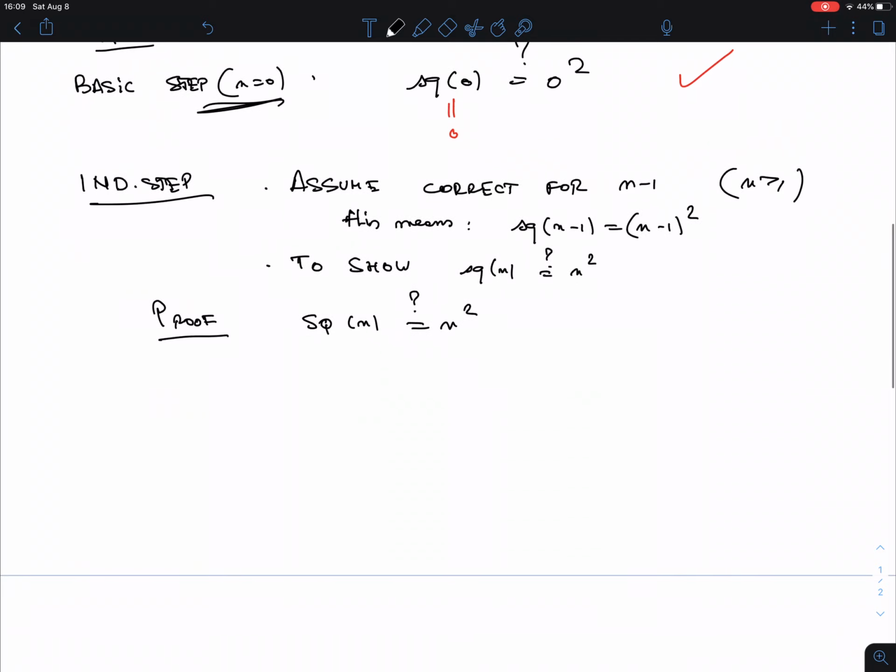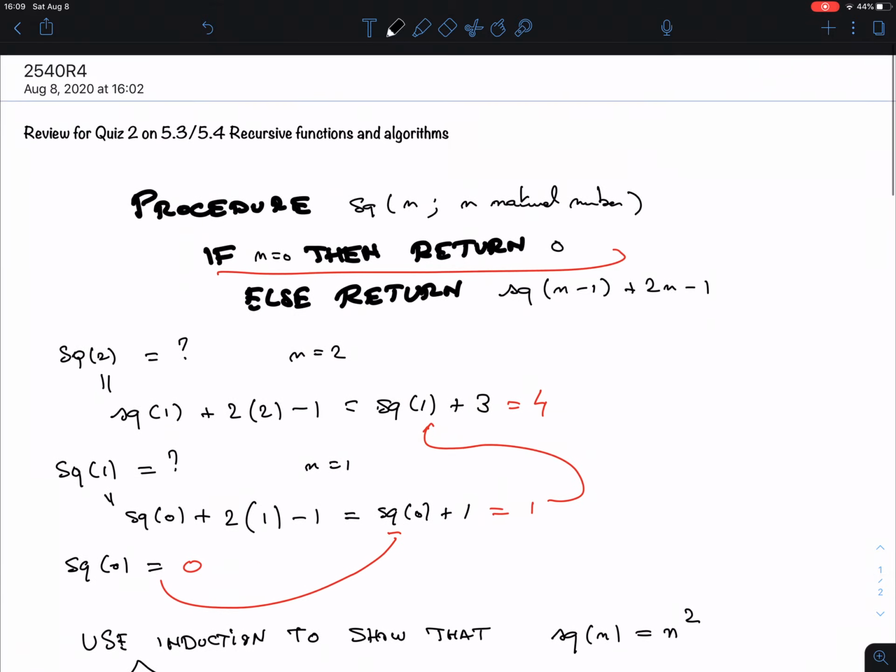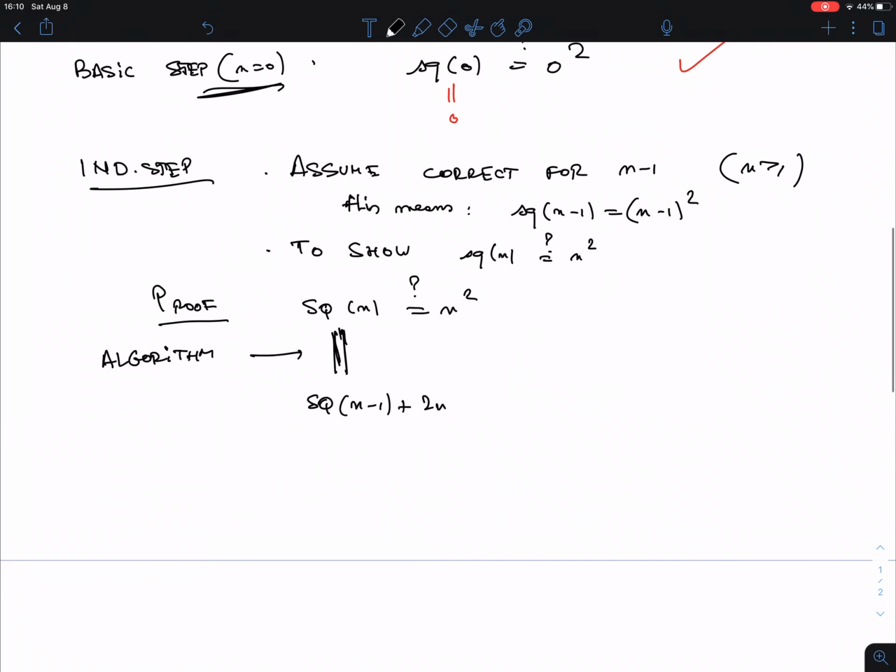Okay, what is that? So the square of n, we have a big equal sign here, by the algorithm, is the square of n minus 1 plus 2n minus 1.